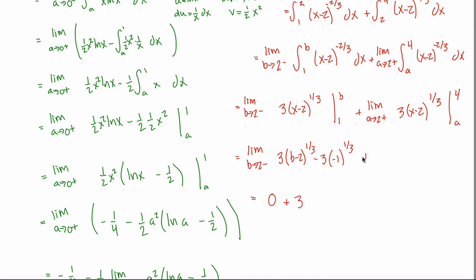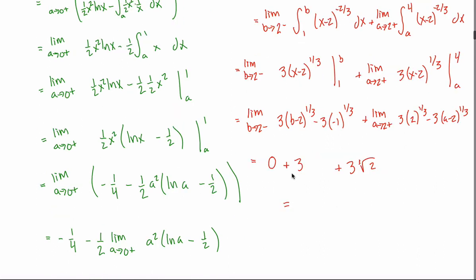And then similarly over here, I use the evaluation theorem to plug 4 and a into this function. And when I plug in 4, 4 minus 2 is 2. So I got this minus, and then when I plug in a, I get this expression. But sort of the same thing happens. The limit as a approaches 2 from the positive side. If a gets really, really close to 2, 2 minus 2 gets close to 0, cubed root of 0, again 0, negative 3 times 0 is 0. So what I get over here is just 3 times the cubed root of 2.